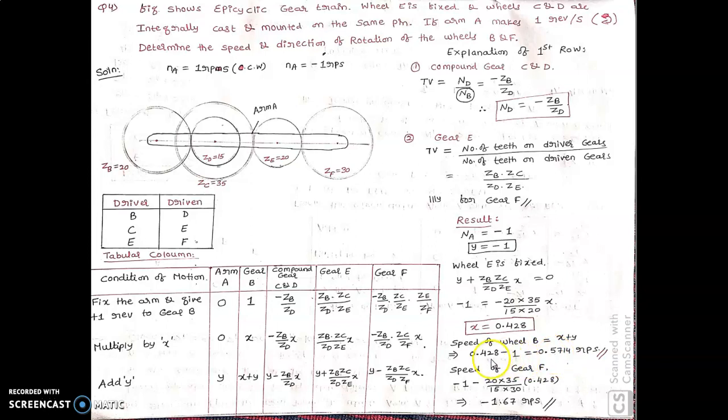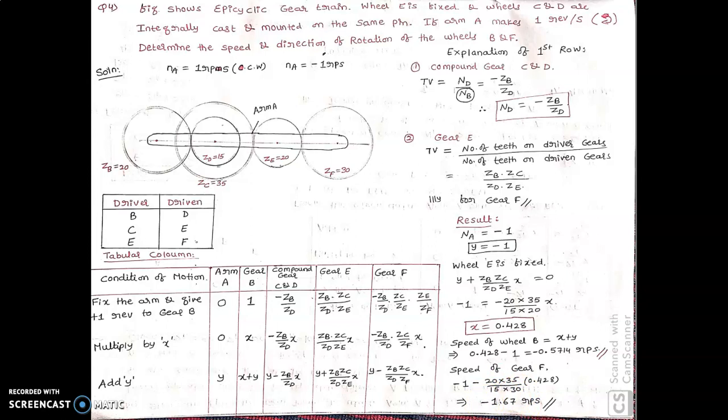Then the speed of gear F. What is the speed of gear F? It is y minus this quantity. We know all the values here: y is minus 1, and the teeth values of the B, C, D and F gears, into x. Again you get the value, it is minus 1.67 revolutions per second. Again the minus sign indicates it is rotating in the clockwise direction.